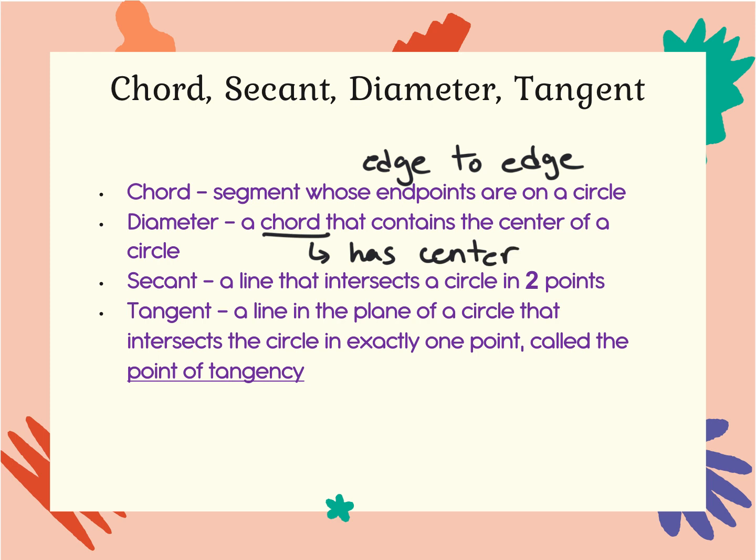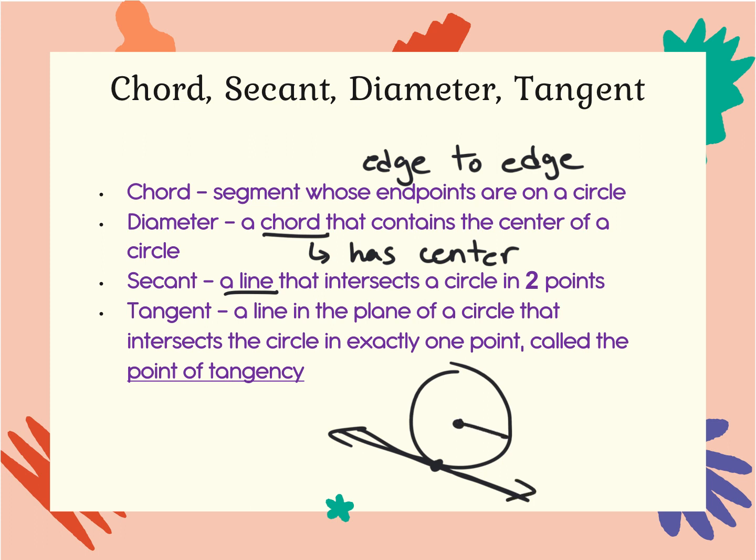A secant is a line that intersects a circle at 2 points. So this time it's a line, so it's going to keep going on forever. And a tangent line is a line in the plane of a circle that intersects a circle in exactly 1 point, called the point of tangency. Now, if we have a circle, the point of tangency, let's say it's right here. It's a line that only touches that circle at that 1 point.